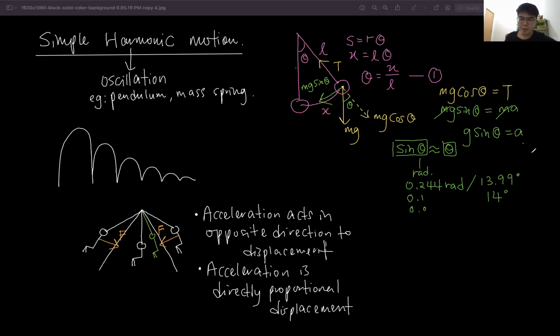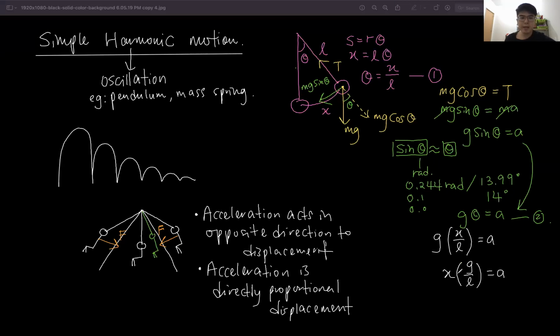So from here, this one becomes g theta. Okay, sine theta becomes theta for a very small angle, equals to acceleration. Okay, then we put in, putting equation 1 into equation 2. Right. So g x over L equals a. And then I take the x out, exchange places with the g. So we have g over L equals a.